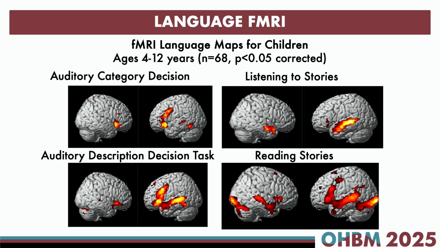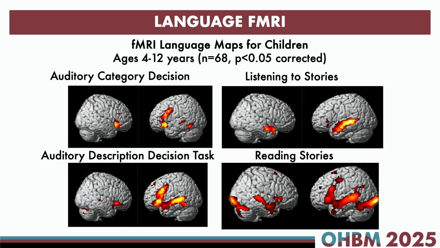These are very common group level maps that we have for both our category decision task, listening to stories, reading, and then the one that I'm going to focus on today shows really nice frontotemporal activation. Interestingly, these are group level maps, but on an individual basis, we see very robust activation.